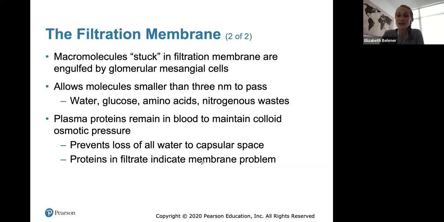Macromolecules can get stuck in the filtration membrane and they'll be engulfed, or eaten, by some of your mesangial cells. The filtration membrane does allow water, glucose, amino acids, and nitrogenous waste to get through. Plasma proteins will remain in the blood to maintain pressure to prevent loss of water into the capsular space. And again, if you find proteins in the filtrate, that indicates a membrane problem.